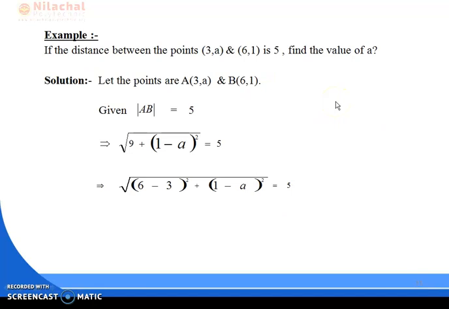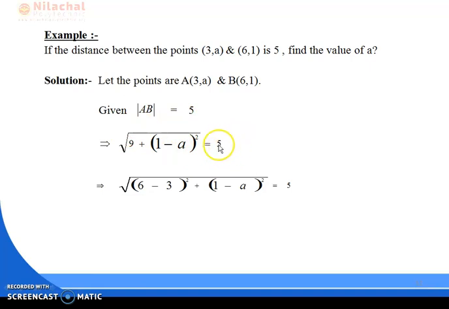Let's see an example. If the distance between the points (3, a) and (6, 1) is 5, find the value of a. The points are given, but the coordinate small a is what we need to find. So our question is to find the value of small a. The given distance is AB equals 5. Using the distance formula, the square root of (6 minus 3) whole square plus (1 minus a) whole square must be 5. The root is shifted to the other side.